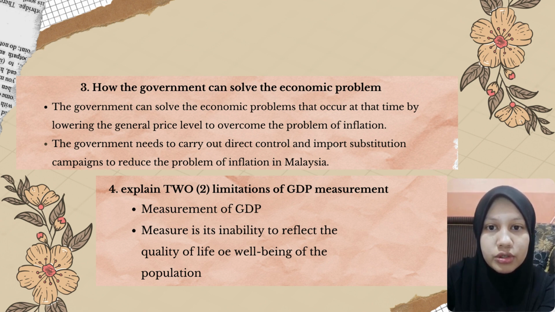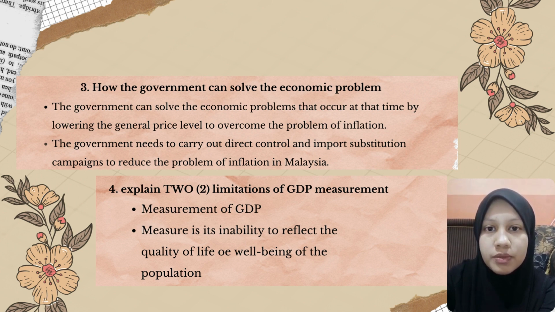This omission leads to an underestimation of the true economic output and a skewed representation of the economy's actual productivity and contribution. Second, a limitation of the GDP measure is its inability to reflect the quality of life or well-being of the population.